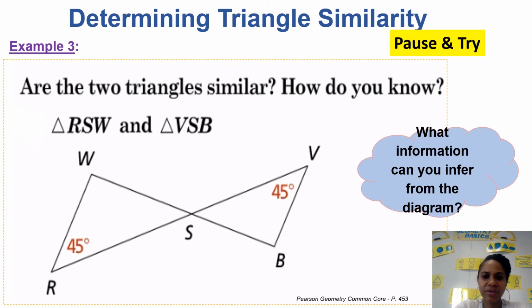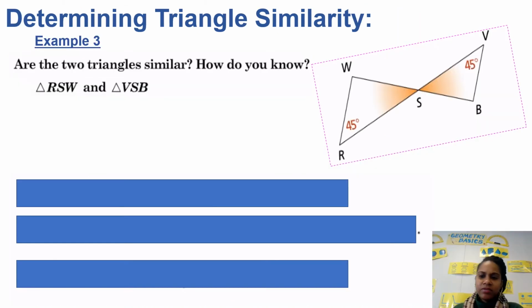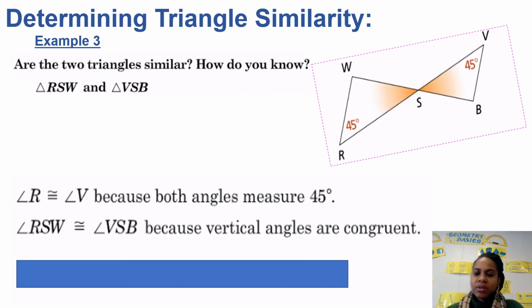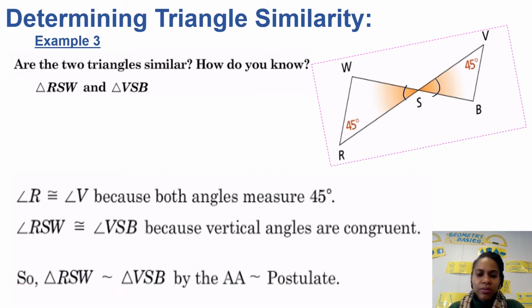All right, so I would like for you to try this problem on your own and ask, are the two triangles similar and how do you know? So go ahead and pause the video and try to see if you can prove that these two triangles are similar. So let's see if you got this problem correct. R and V, those angles are both congruent because they measure 45 degrees. These two angles here are vertical angles, so they are congruent. And so yes, these two triangles are similar by the AAA postulate. So I hope you got that correct.